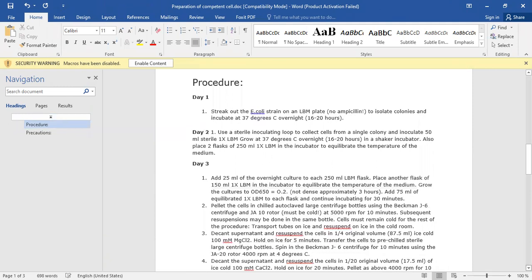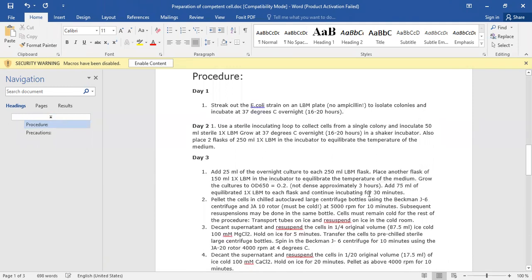The procedure takes some days. So on the first day, what do we do? First we prepare the culture media, and after preparing the culture media plate, we streak the E. coli on the plate without any kind of antibiotic. And after inoculation, we incubate the plate at 37 degrees centigrade for about 20 hours.